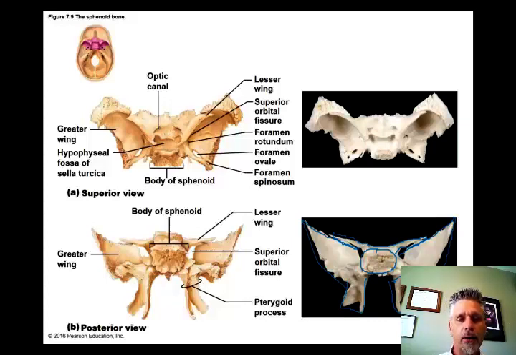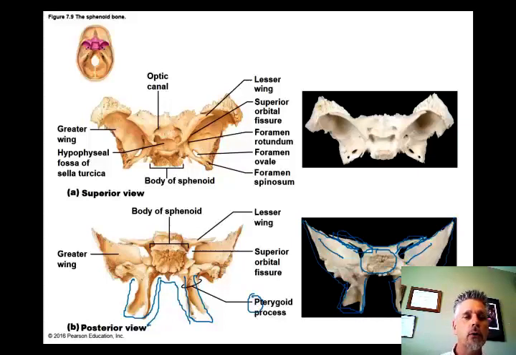The wings of the bat are called the greater wings. The ears of the bat, like we see here, are called the lesser wings. Then these are called the pterygoid processes. The P is silent, so it's like pterodactyl, the pterygoid processes that we see extending down there. This helps to form the nasal cavity like we see underneath there.